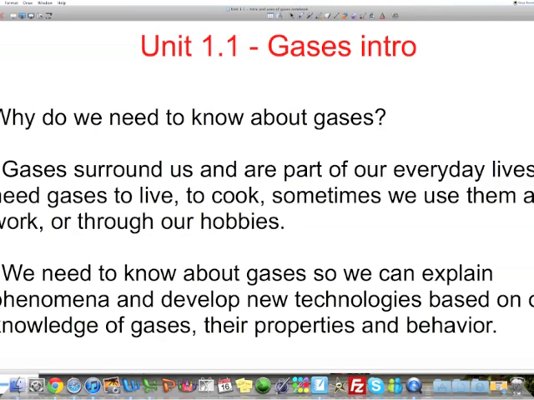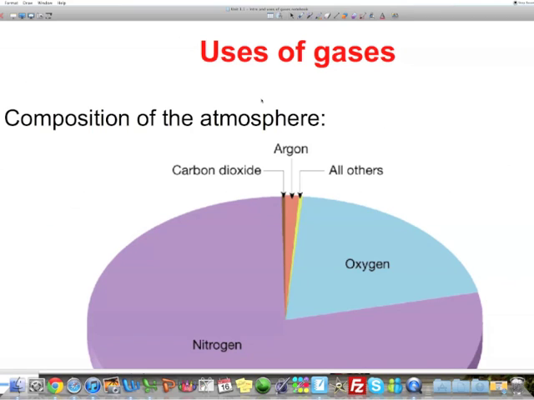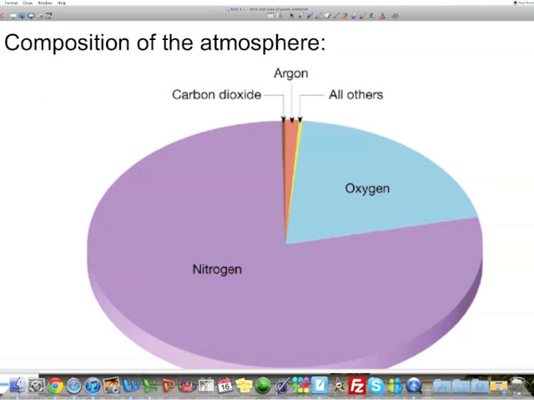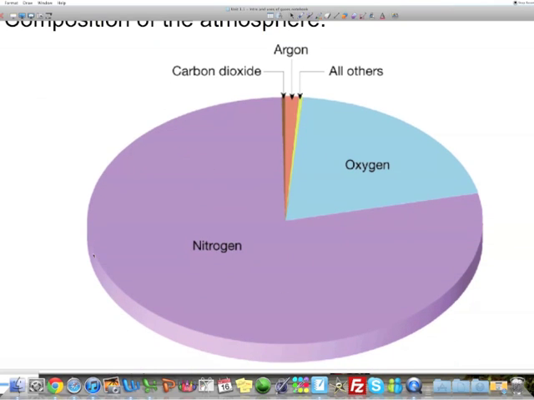Next, what are important gases that we know about? If we look at what air is made of, you know from last year that about 78% is made of nitrogen, 21% is made of oxygen, and the rest is a mixture of gases. So you have argon, you have carbon dioxide, and you have other gases, methane and whatnot.